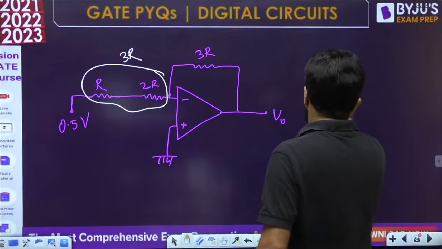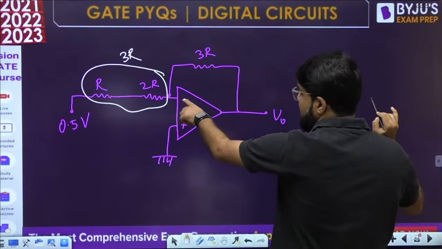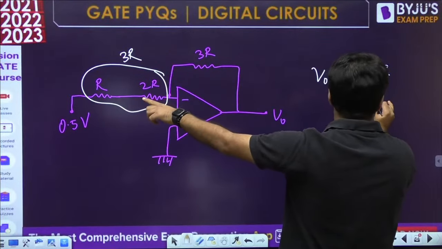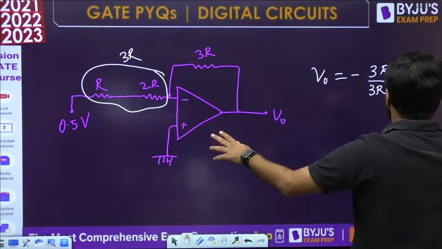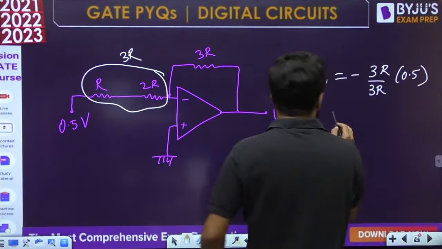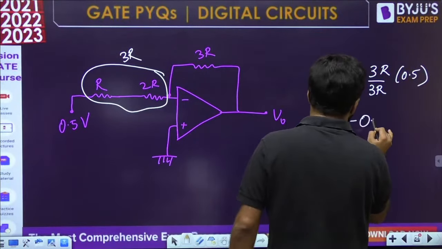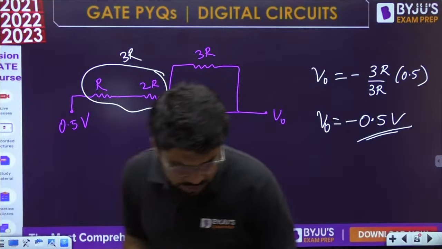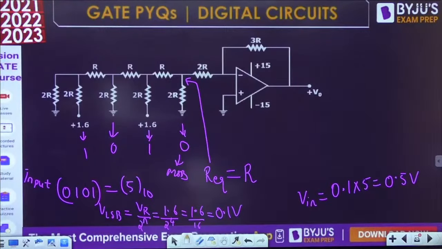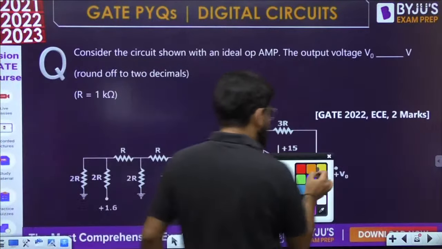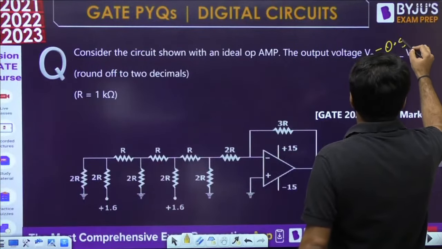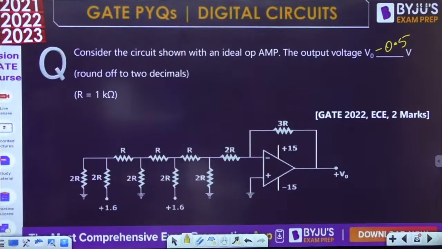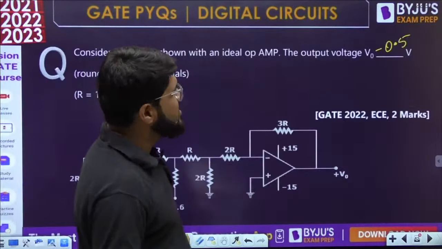So what is going to be the V0? It is derived by the inverting terminal, so it will definitely be negative, but 3R cancels with the 3R. 3R upon 3R into the 0.5. So what is the final answer? It is minus 0.5, minus because of the inverting terminal. You have to take care of the negative sign, because it is a NAT question. The R value was not required because eventually they cancelled each other.